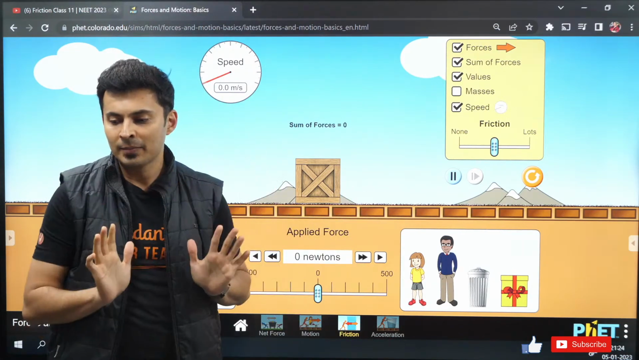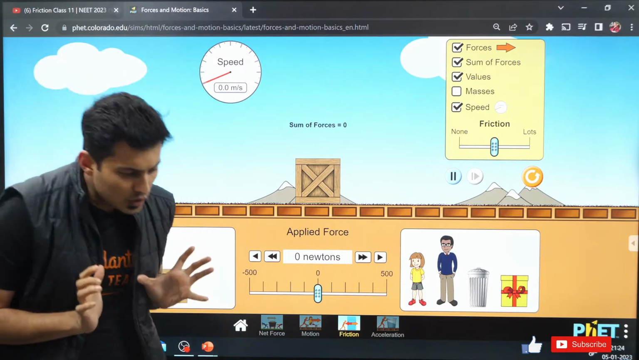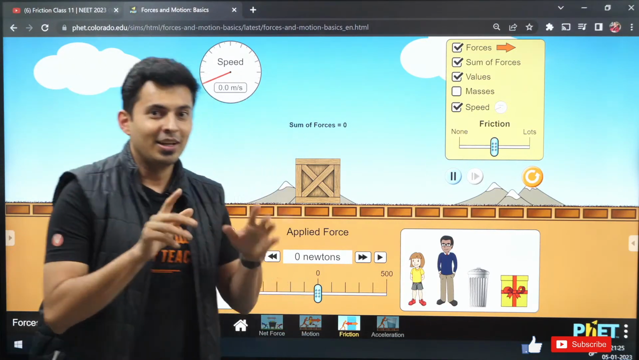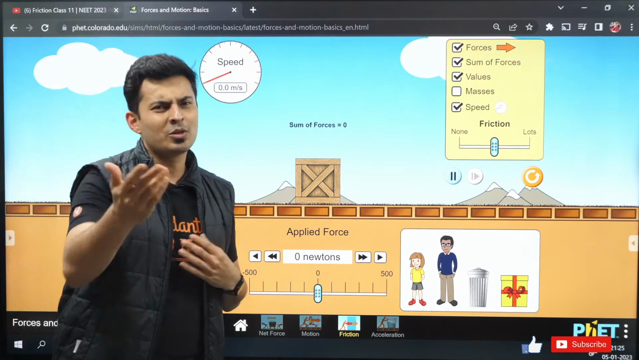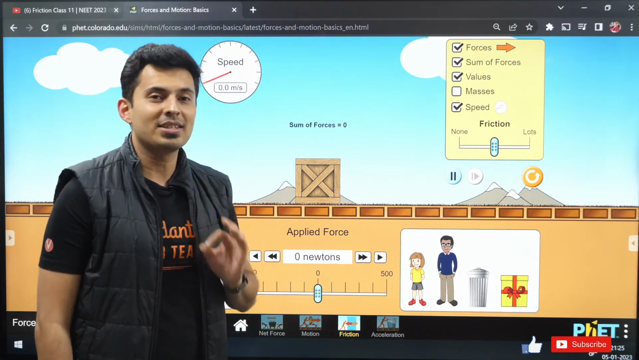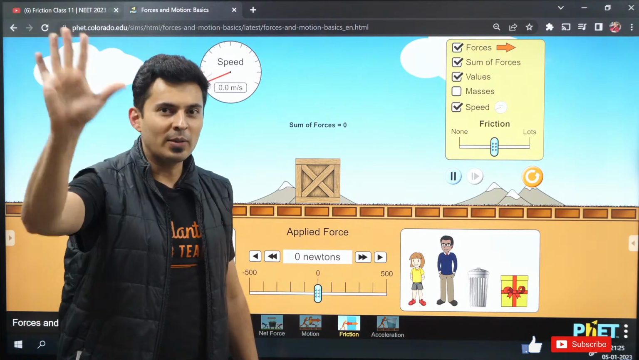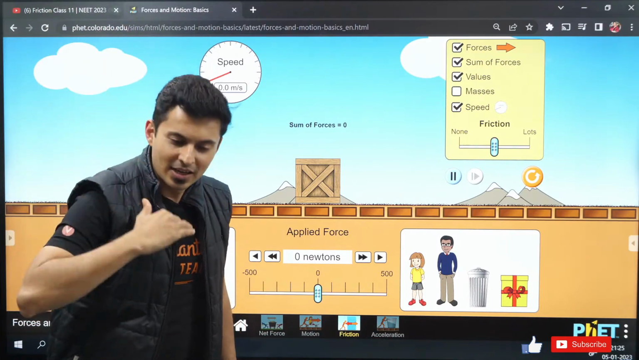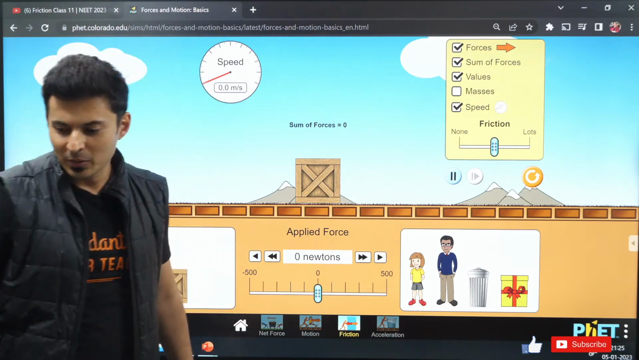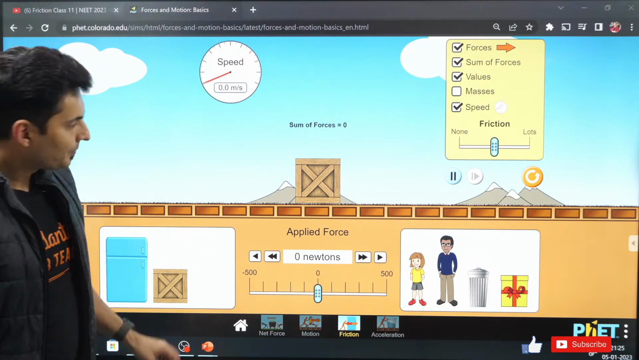Agree or disagree? To start something is more difficult than to keep it in motion. And this is true in life also. To start your studies is always very difficult. But once you get into that mood, first 5 minutes are over, you don't know how it goes and you go with the flow. Yes or no, guys? So that's how it works.